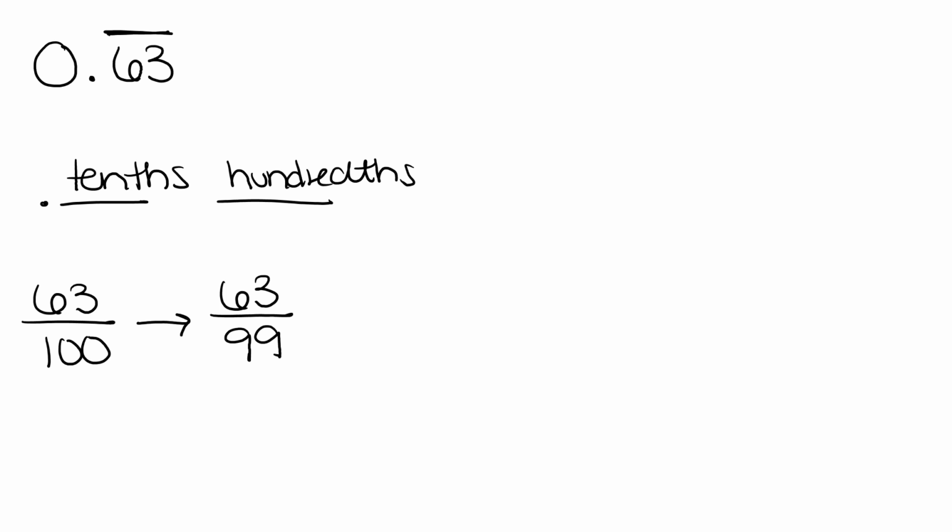Now, we always want to simplify our fractions, and so we can divide 63 and 99 by 9. 63 divided by 9 is 7. 99 divided by 9 is 11. 7 over 11 is our final simplified fraction.